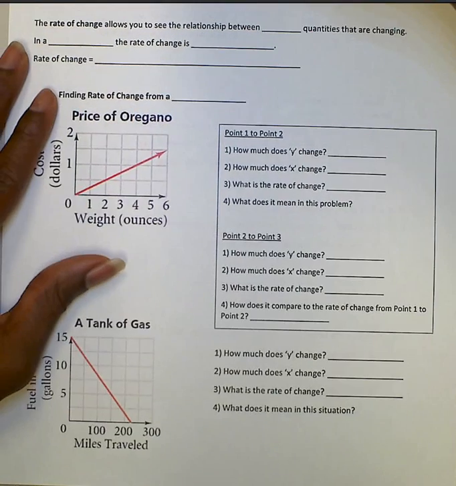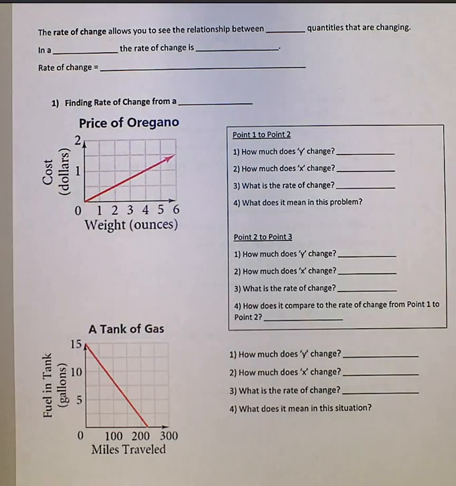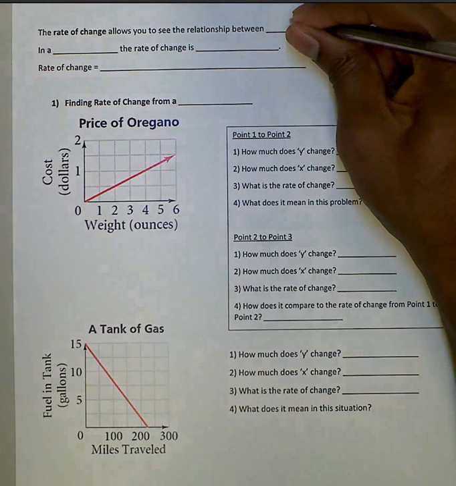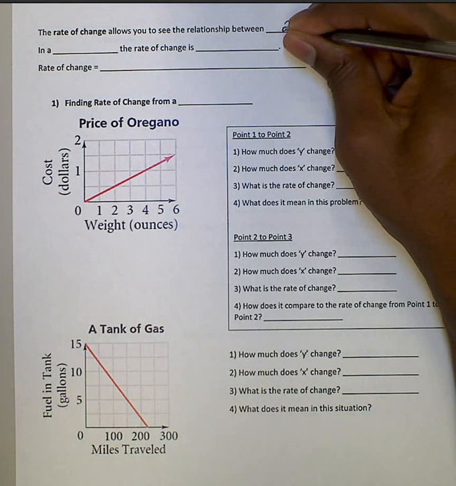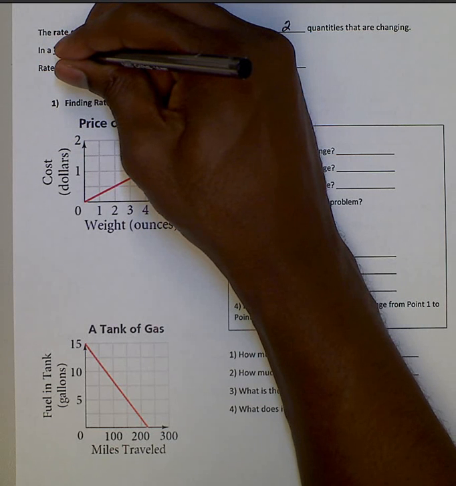Alright, so rate of change allows you to see the relationship between two quantities that are changing. Okay, and in a line, the rate of change is constant. That means it stays the same throughout the line.